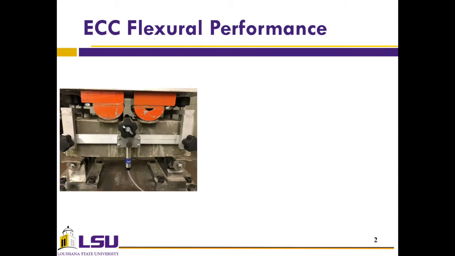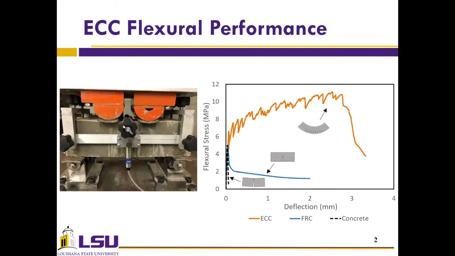This remarkable attribute is reflective in its flexural performance. In the first picture, we see an ECC beam under a three point bending test. And in the second image, we see a flexural performance graph that compares three different cementitious materials. The first material is concrete, represented by the black dashed line. Concrete, after reaching its peak strength, loses its load carrying capacity without undergoing any deformation.